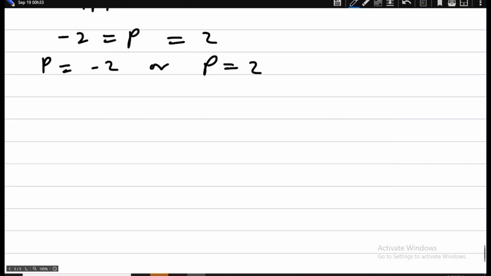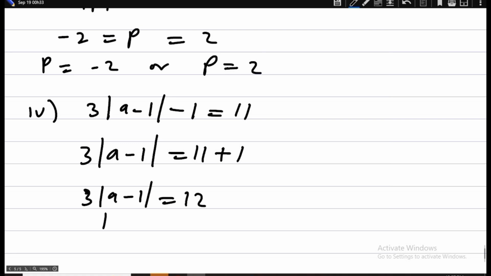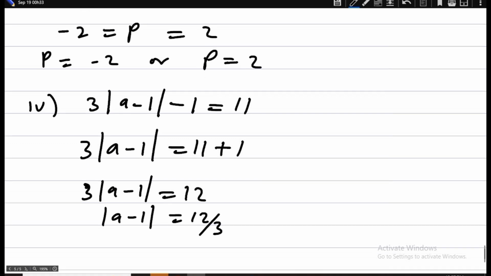15 IV gave us that 3 times the absolute value of a minus 1, then we now have minus 1 here is equal to 11. So first of all, we say that 3 times the absolute value of a minus 1 is equal to what? This one comes here, I have 11 plus 1. So 3 times the absolute value of a minus 1 is equal to 12. So the absolute value of a minus 1 will give us 12 by 3. So we are now having that the absolute value of a minus 1 is equal to 4.